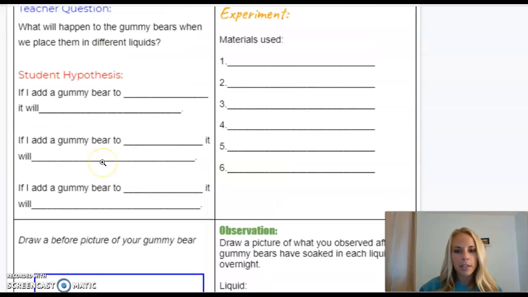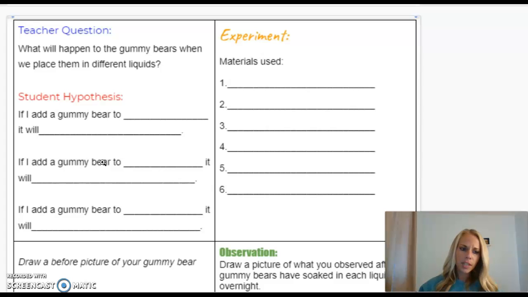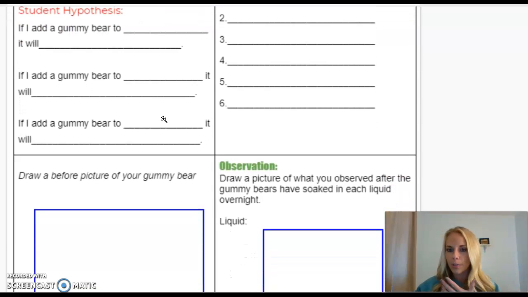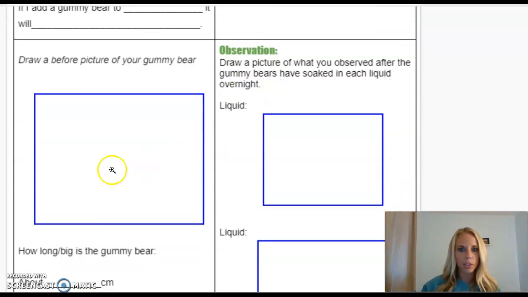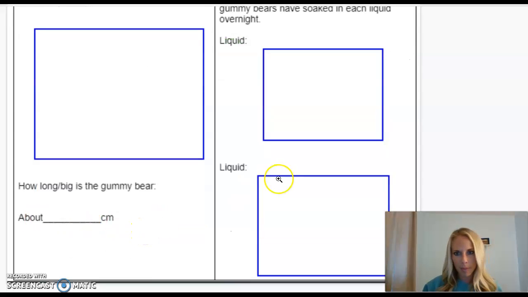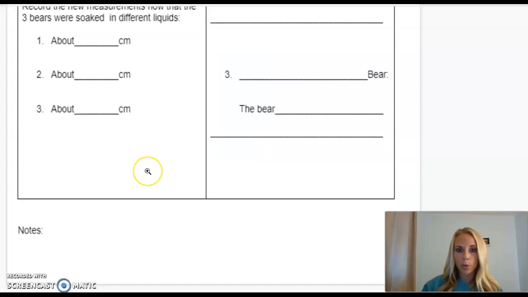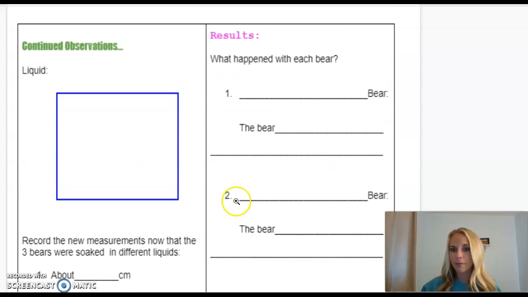Then you can see here, I created 2 handouts. This walks the students through their inquiry learning process. They're coming up with a hypothesis, noting what materials they're using, drawing pictures, measuring the gummy bears prior, observing what they looked like after, recording those measurements after, and then their final results of what happened to each bear. You can see this is a very accommodated worksheet since I work with students with special needs, so you could design that and improvise how you would need.